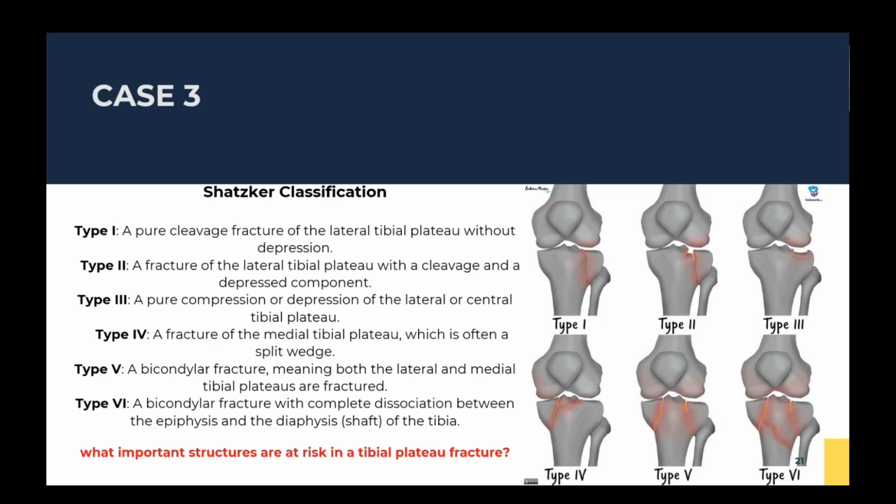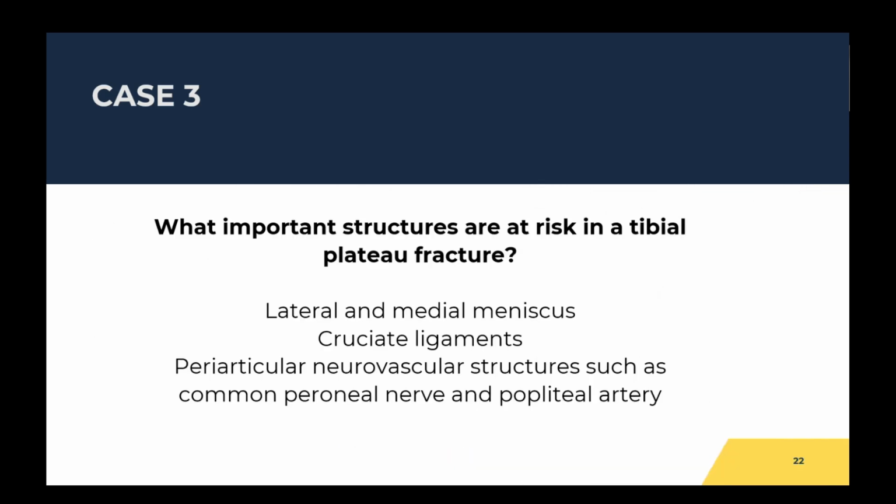What important structures are at risk in a tibial plateau fracture? Okay, should we look at the answers? Okay, so the main important structures are the lateral and medial meniscus, the cruciate ligaments, and the neurovascular structures like the common peroneal nerve and the popliteal artery. Yeah, and I think we go on to case 4 now.